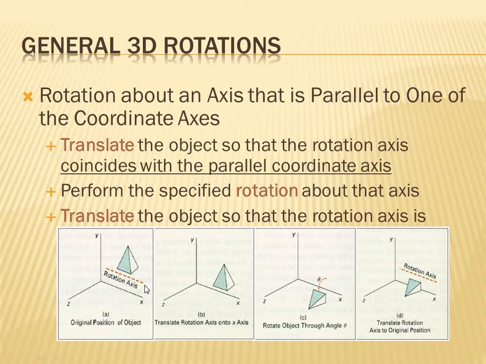So here in the picture it is shown that the rotation axis gets coincided onto the x-axis. Then the rotation is performed by the specified angle, and then again we have translated the axis back to its original position.